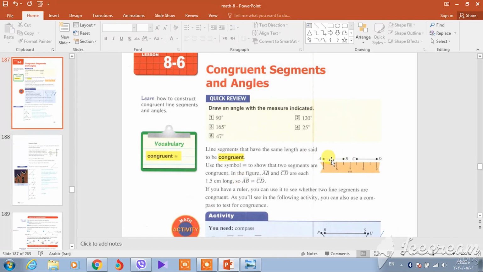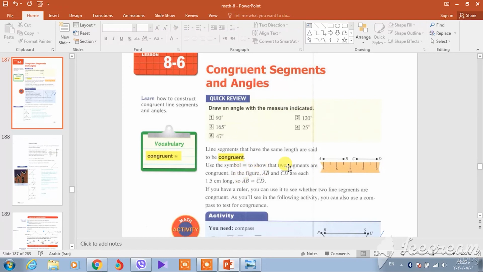For example, here we have line segments AB and CD. How do you know two line segments are congruent? Line segments that have the same length are said to be congruent. If two line segments both have the same length, we say they are congruent. And we have this symbol, which means congruent, students.